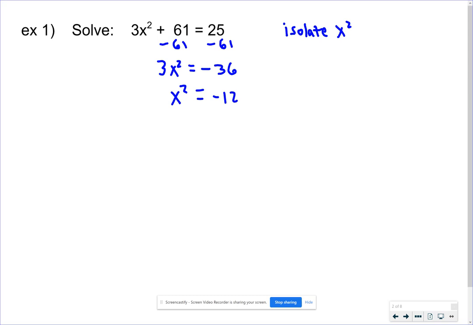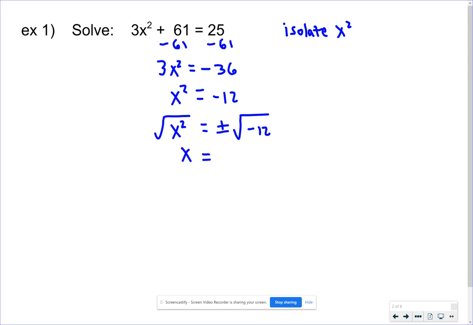And now we can solve for x by taking the square root of both sides. So notice the steps that we went through to isolate the x squared. And notice the structure of the original equation, why we're able to do this. Because there's an x squared and no other variable in the entire equation. Okay, so x is going to equal plus or minus square root of negative 12, because the square root is going to undo the square.